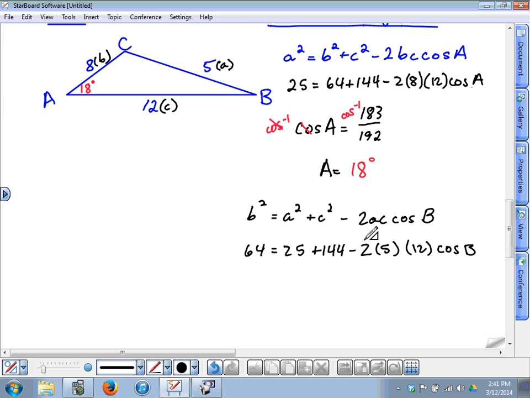Doing the same thing, moving all these terms to the left side so we can isolate cosine of B. We're going to get, eventually, cosine of B is equal to 0.875. Taking an inverse cosine on both sides, we get the angle B is about 29 degrees.